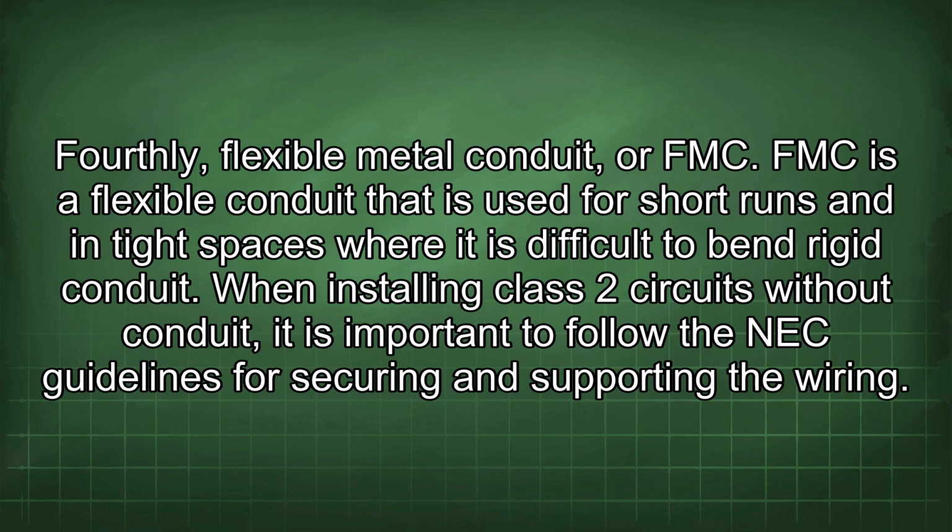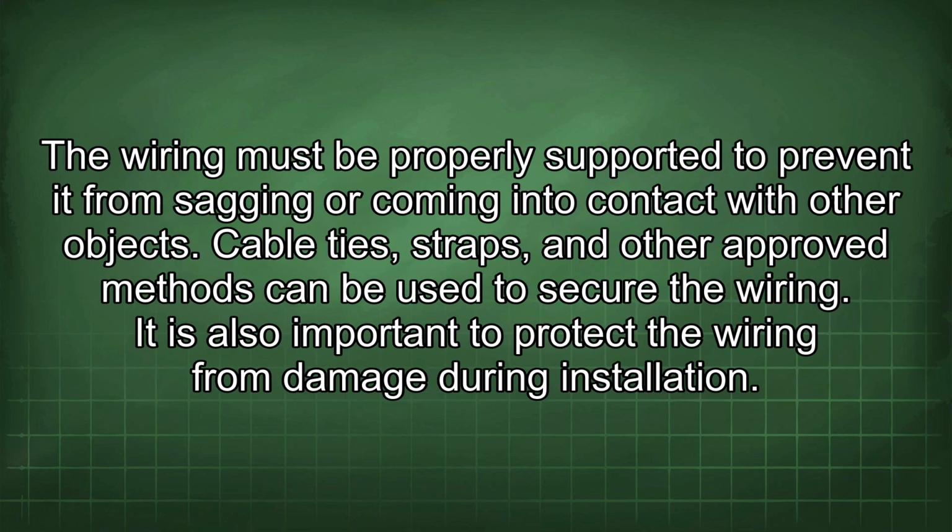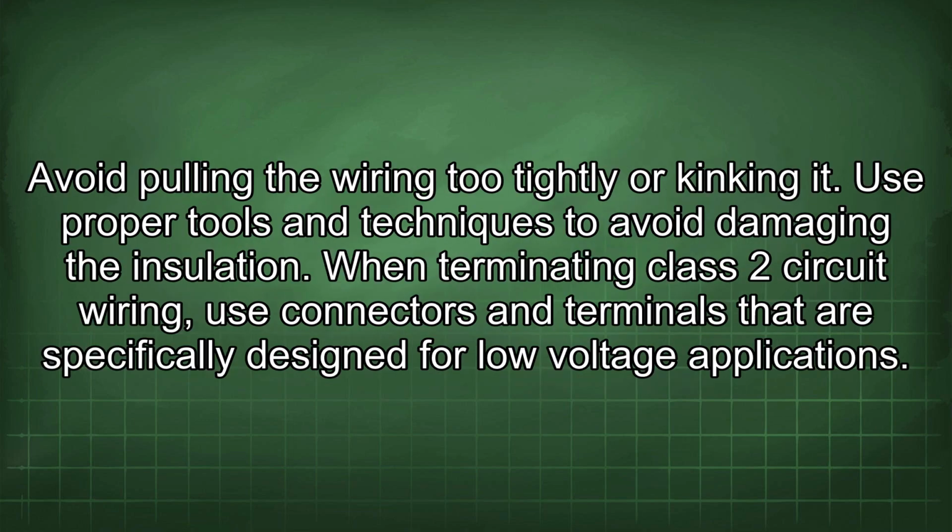When installing Class 2 circuits without conduit, it is important to follow the NEC guidelines for securing and supporting the wiring. The wiring must be properly supported to prevent it from sagging or coming into contact with other objects. Cable ties, straps, and other approved methods can be used to secure the wiring. It is also important to protect the wiring from damage during installation. Avoid pulling the wiring too tightly or kinking it. Use proper tools and techniques to avoid damaging the insulation.